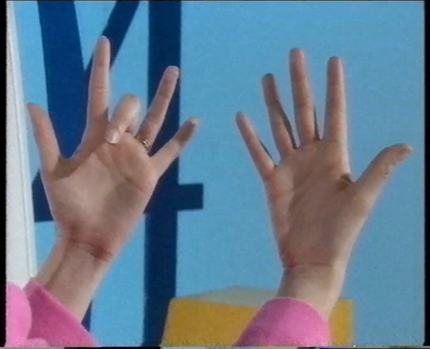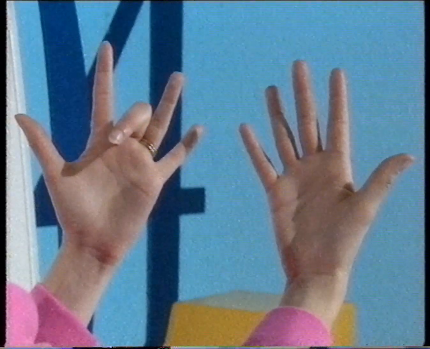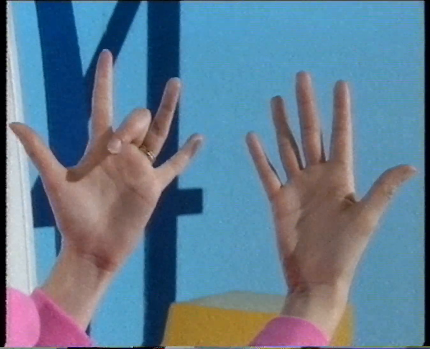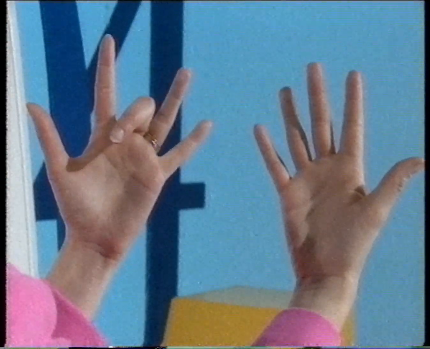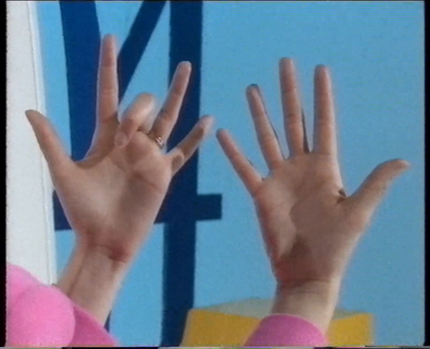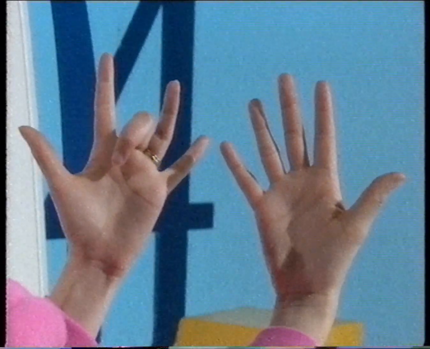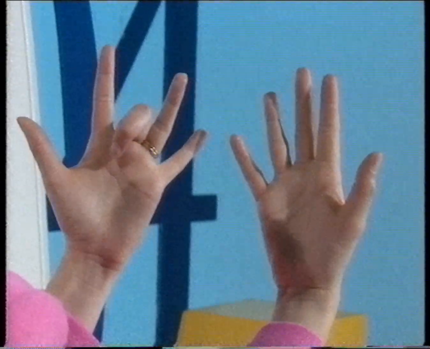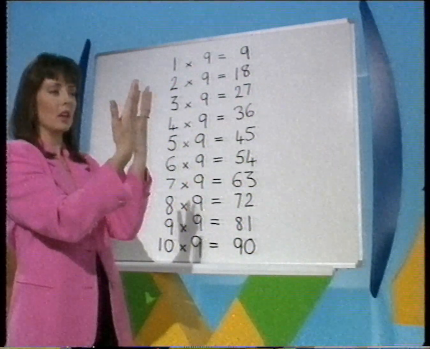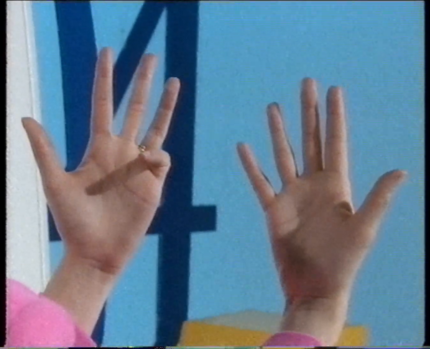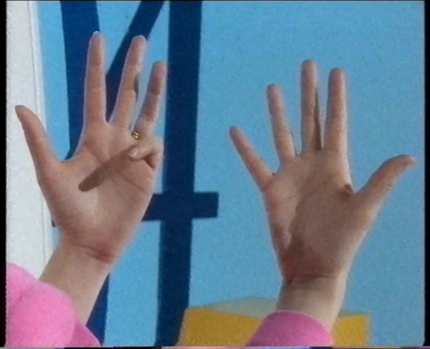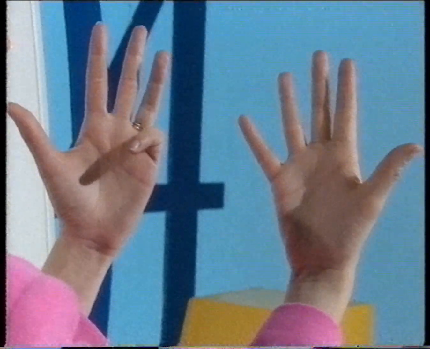And now look at your hands. The number of fingers on the left of the finger that's down gives you the tens. And the number of fingers on the right gives you the units. So, 3 times 9 is 2 tens, that's 20, and 7 units. So that's 27. What about 5 times 9? Put finger number 5 down, and you have 4 tens, that's 40, and 5 units, so that's 45.